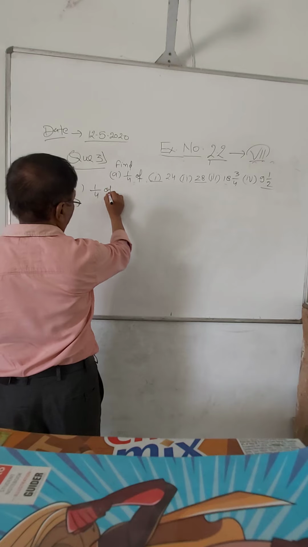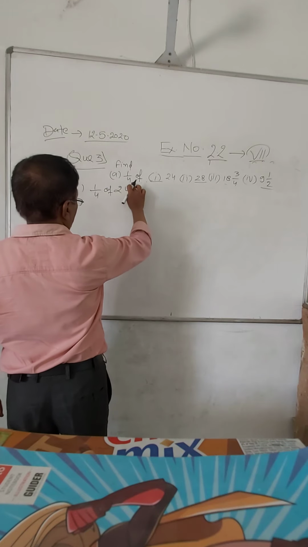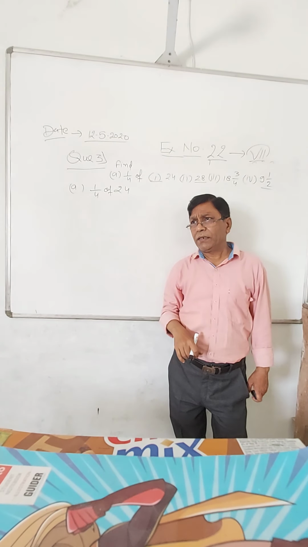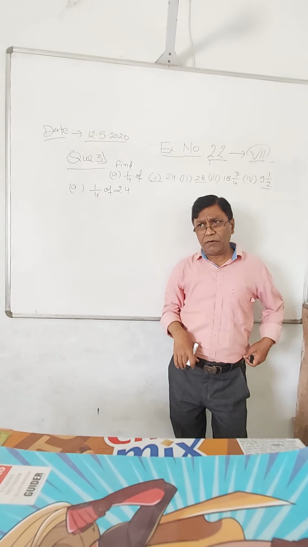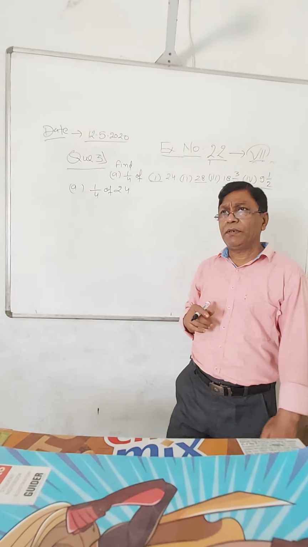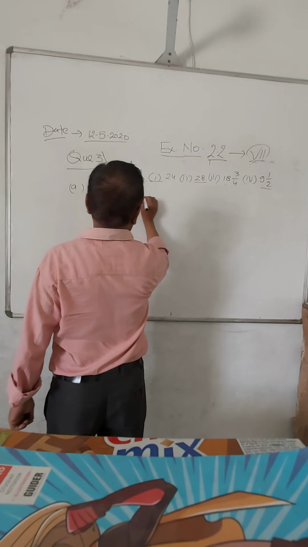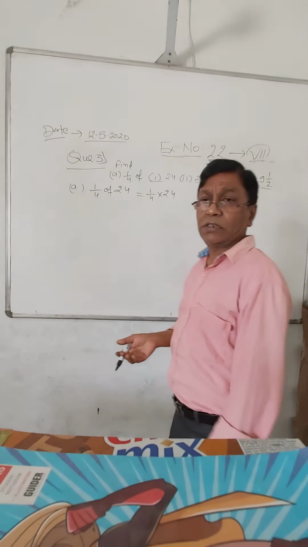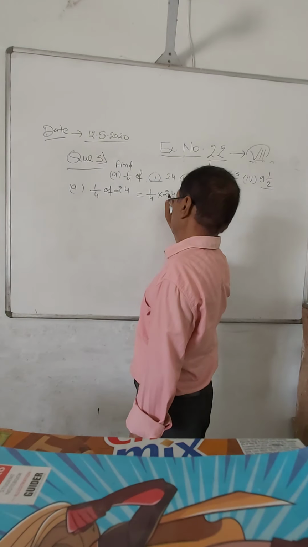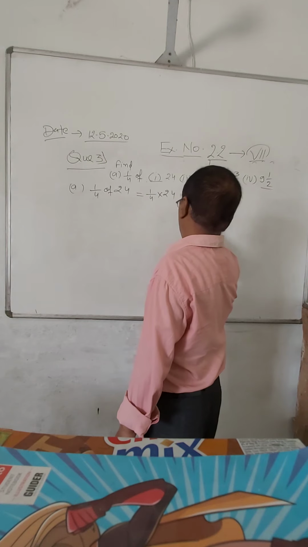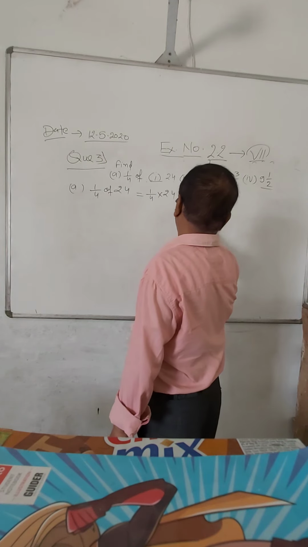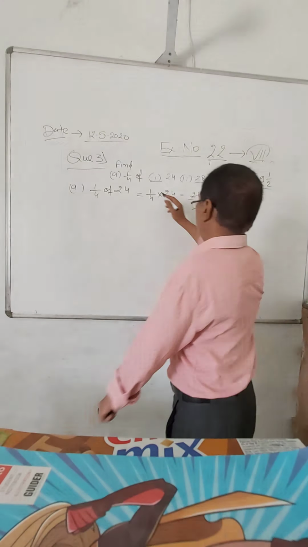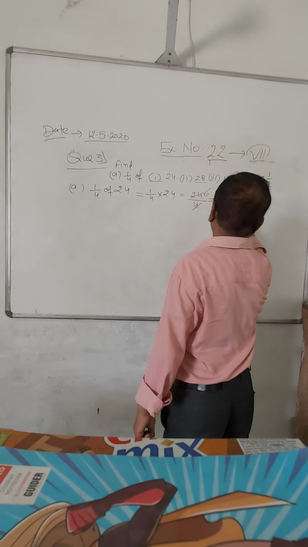1/4 of 24. For solving the half, wherever half is given, that means on behalf of half you can do the multiplication. So this is equal to 1/4 into 24. Now the question is same. 24 divided by 4 is equal to 6. So it has become 6. So 1/4 of 24 is equal to this one.